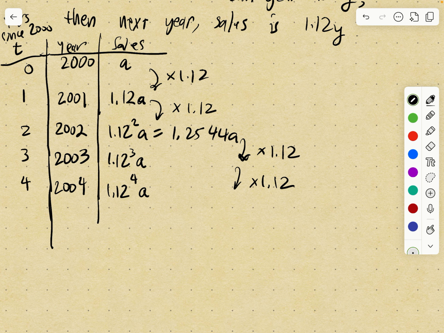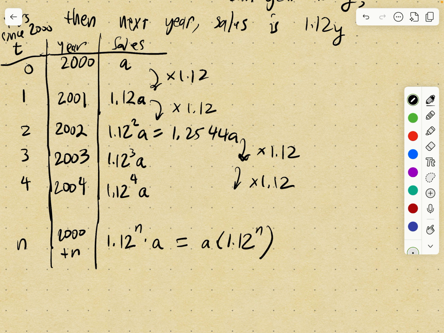So what would it be like n years from 2000? When it's year 2000 plus n, if you continue the pattern, each time you're multiplying by 1.12, so it'd be 1.12 to the nth power times A. Or you can write it as A times 1.12 to the nth power. It might be easier to write it like this with the parentheses just to make it clear what's going on.